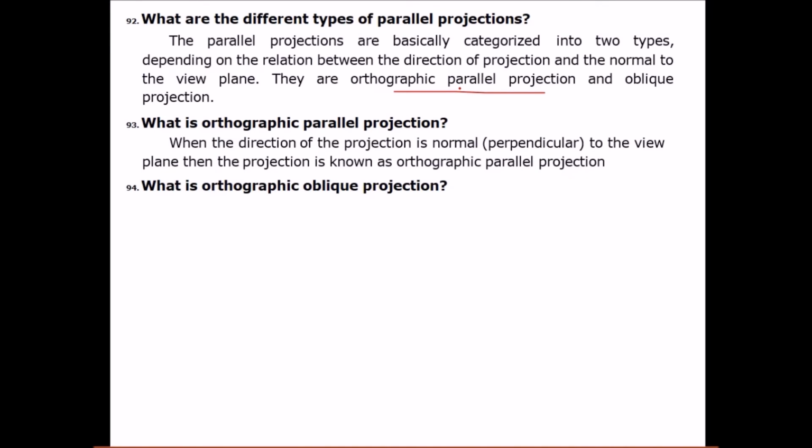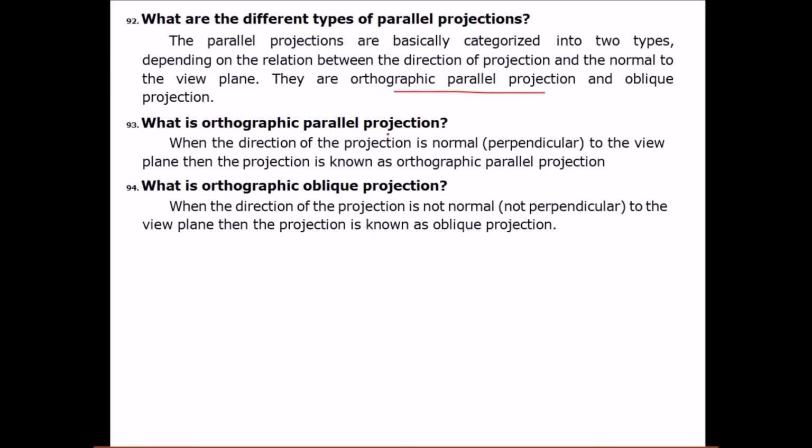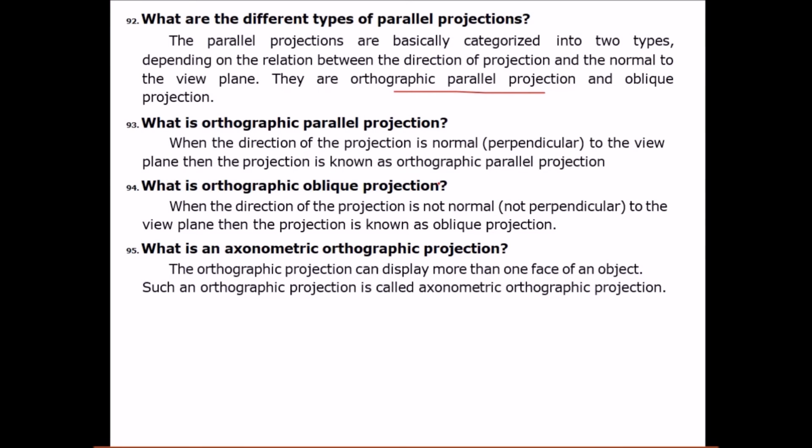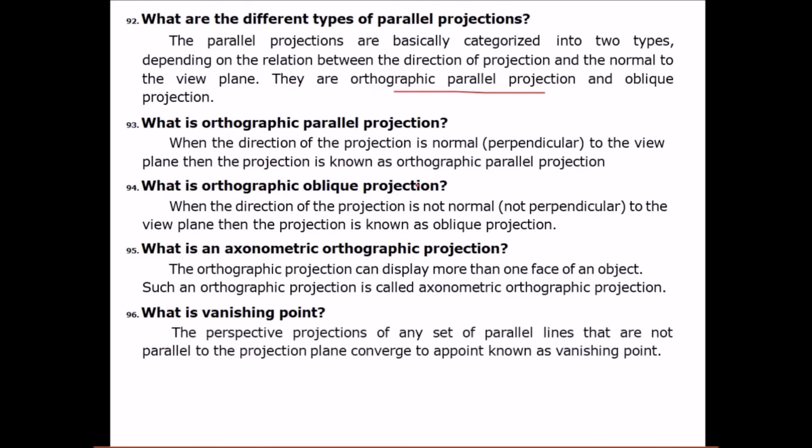While what is oblique projection? When the direction of the projection is not perpendicular to the view plane, then this projection is known as oblique projection. What is axonometric orthographic projection? The orthographic projection can display more than one face of an object, right? Such an orthographic projection is called axonometric orthographic projection if it is able to show more than one face of the object.